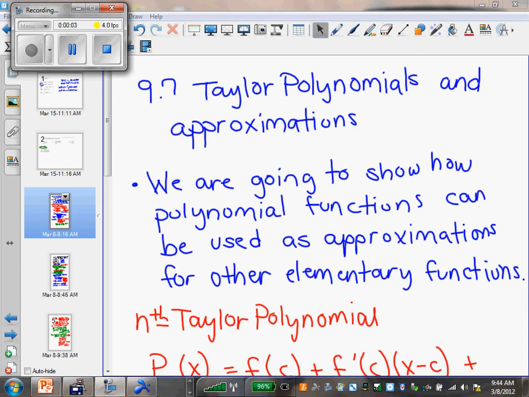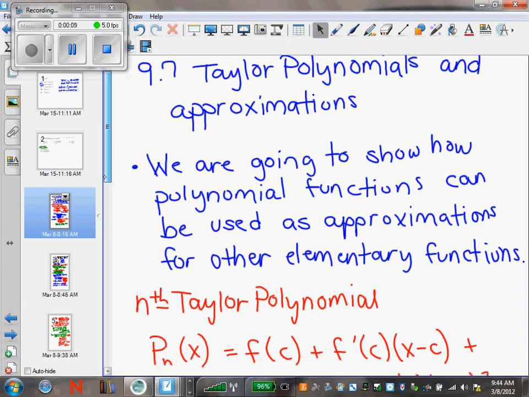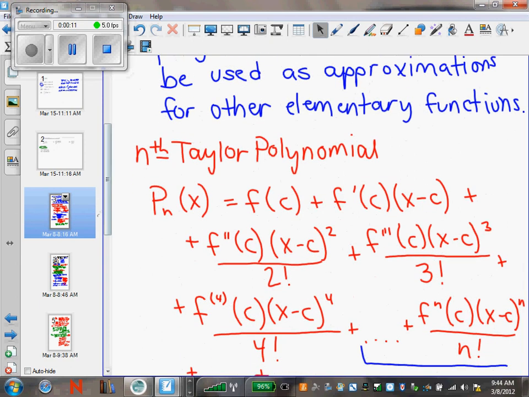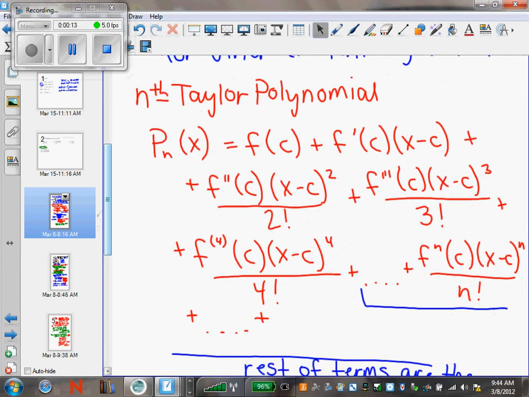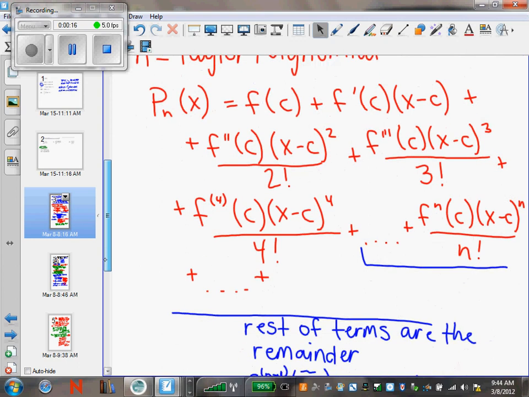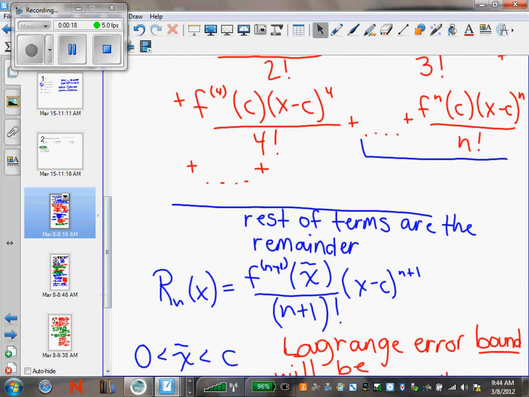Class, I'd like to finish talking about some of the topics that came up today during our discussion. So the first one, we had already come up with the Taylor polynomial and started talking about the remainder.